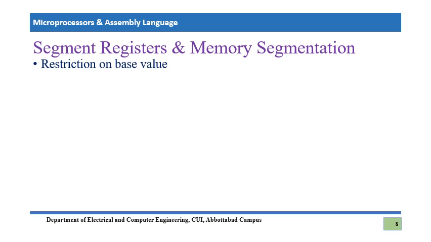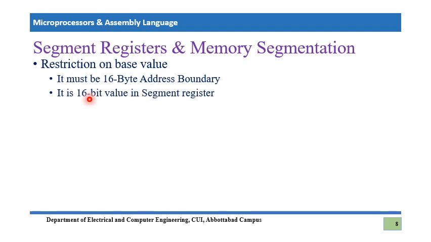Well, in this slide, we are going to learn the only restriction which is imposed when one assigns a value to the segment register. There is only one thing, about the base value of a segment register, and it must be on a 16-byte address boundary. What does it mean? We are going to learn about it.